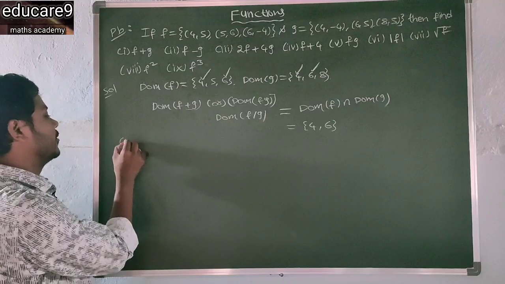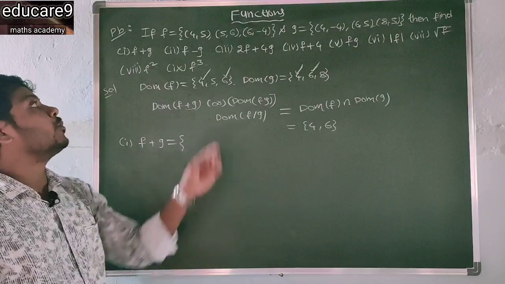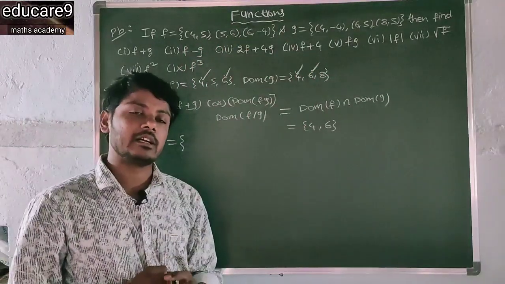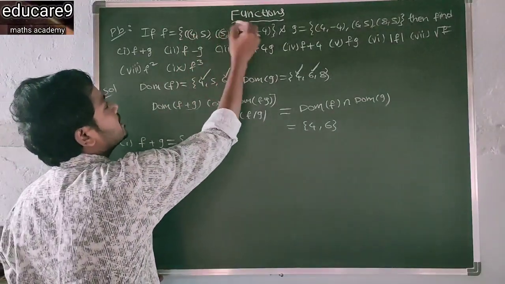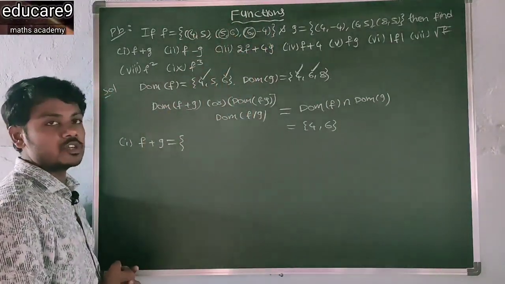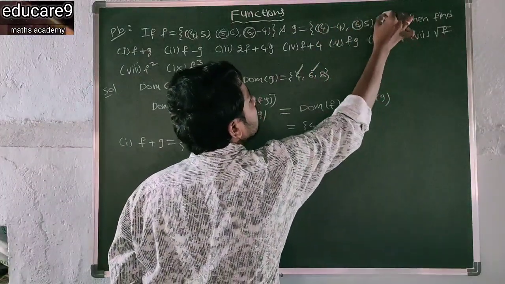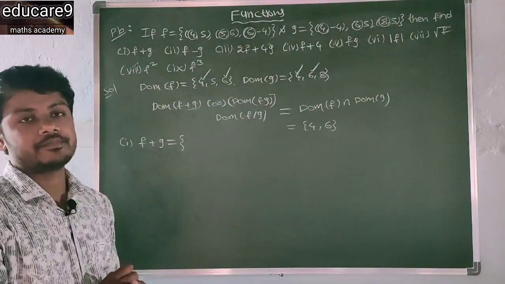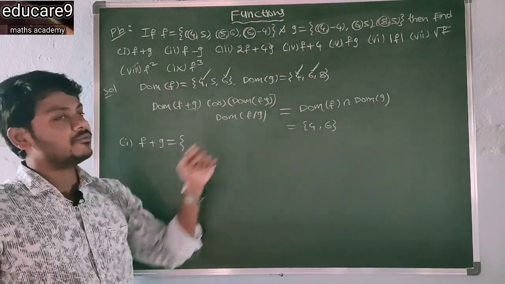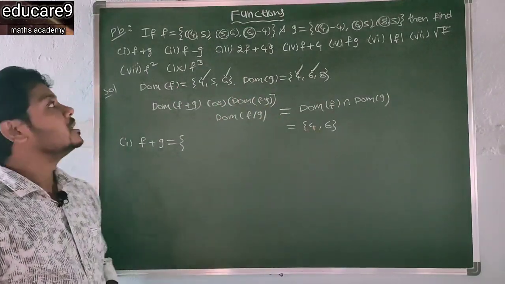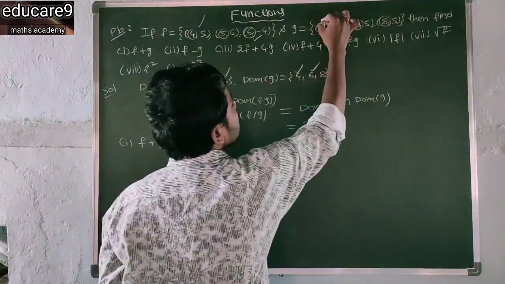So now find f plus g. And here domain values are original values that are not changed. See here 4, 5, 6. These are the domain values. These are original values. So here also 4, 6, 10. These values are not changed. Okay. Now what are the intersection of domain of f and domain of g? 4 and 6. So here took 4 and 6 only.